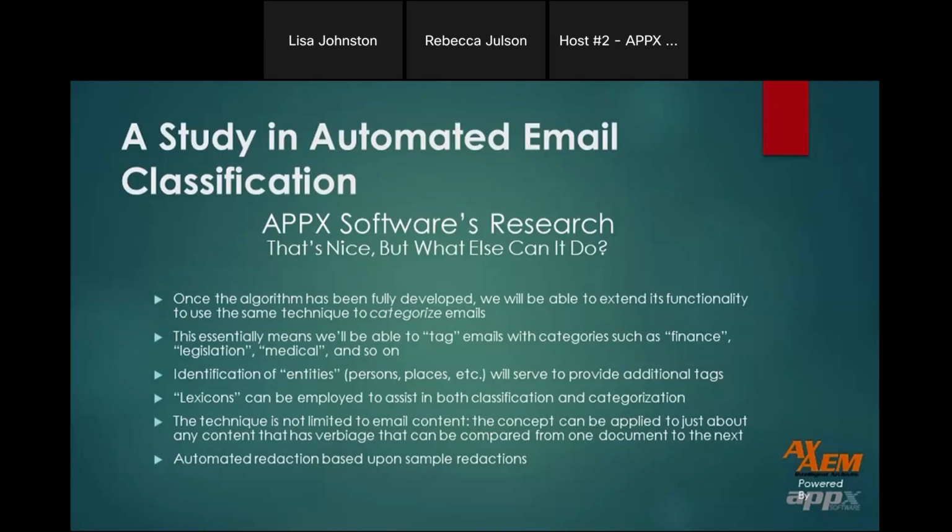But the main thrust here is that we would be able to do automated processing of classification and categorization, redactions, and so on, automatically once the system has been trained with a set of data that users have already provided.